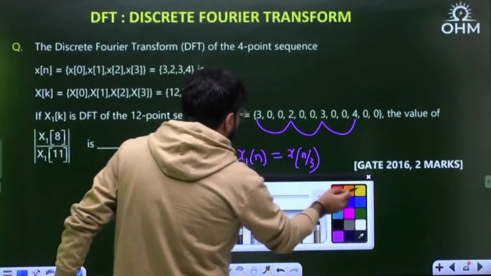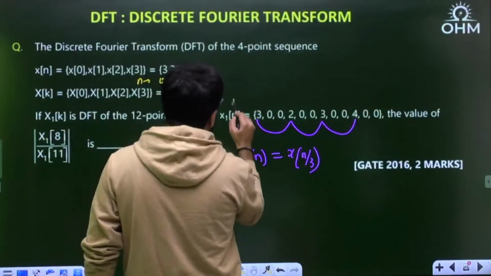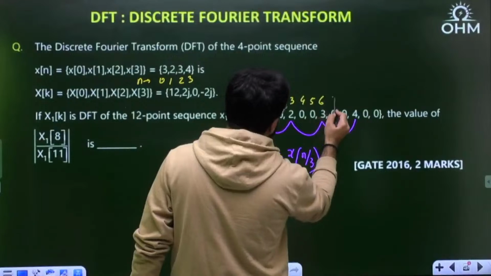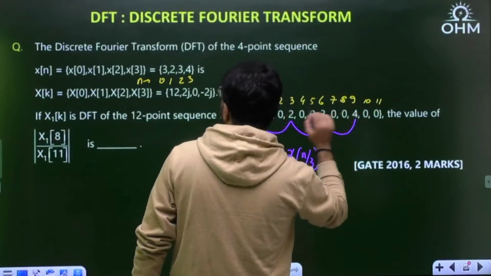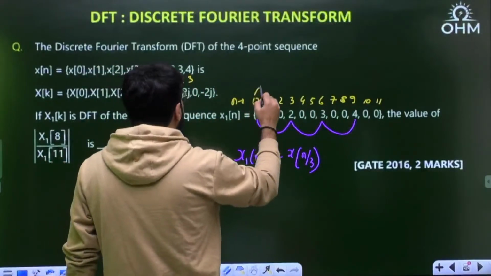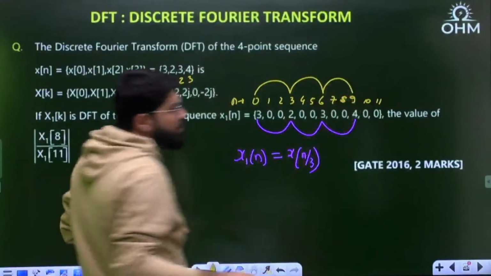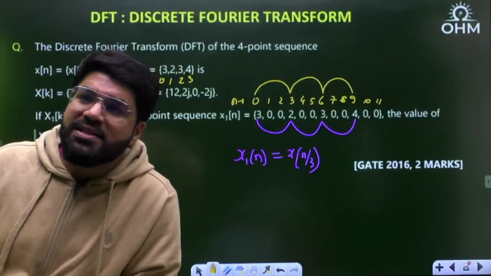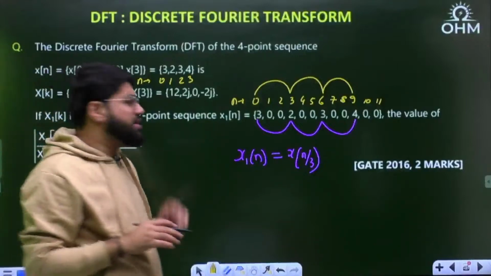See here, if I write down the time values, this is 0, 1, 2, 3. And if you write down the time values here, 0, 1, 2, 3, 4, 5, 6, 7, 8, 9, 10, 11. Total 12 samples are given. Whatever is the value at 0, 1, 2, 3, the value at 0 remains at 0, value at 1 goes to 3, value at 2 goes to 6, value at 3 goes to 9. That is what expansion is. Yes, Shiva Prasad, correct. It is an expansion case, x of n by 3.